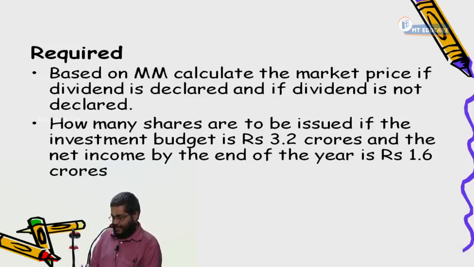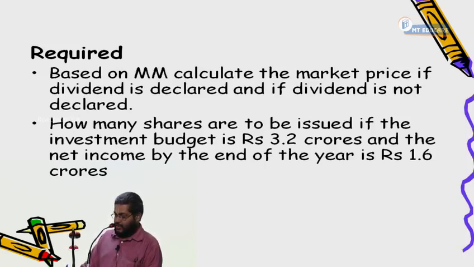In A, no dividend declared. Calculation of P1, no dividend declared. Tell me the formula. P0 is equal to P1 plus D1 divided by 1 plus KE. We know today the share price is 120 rupees. 120 is equal to P1 plus D1.